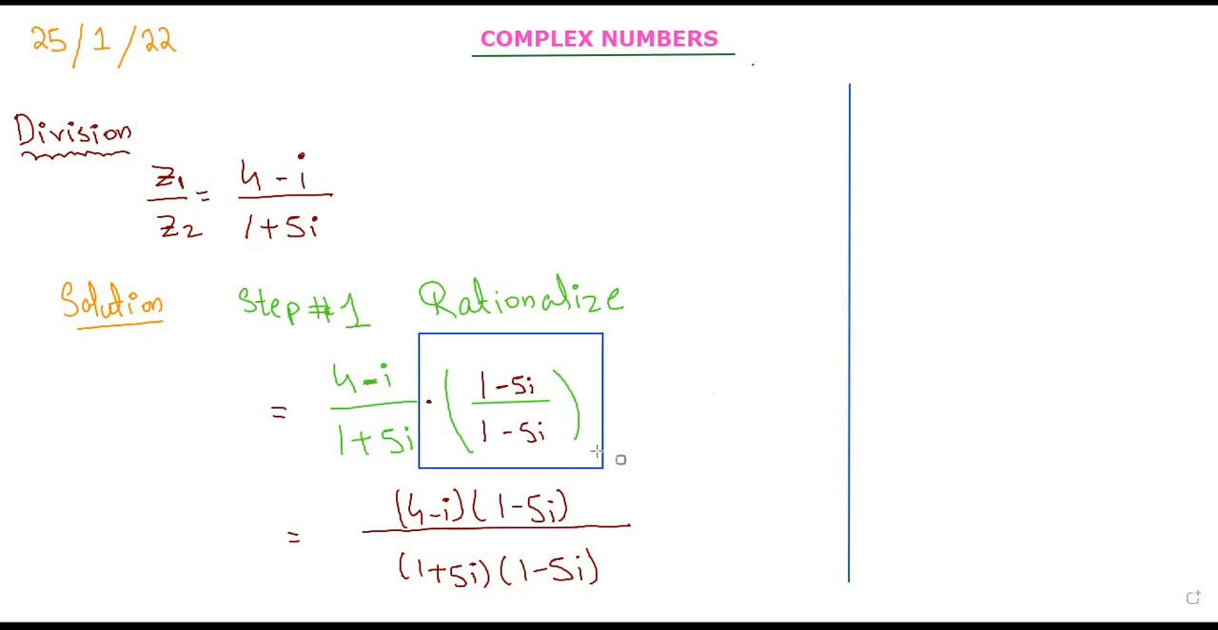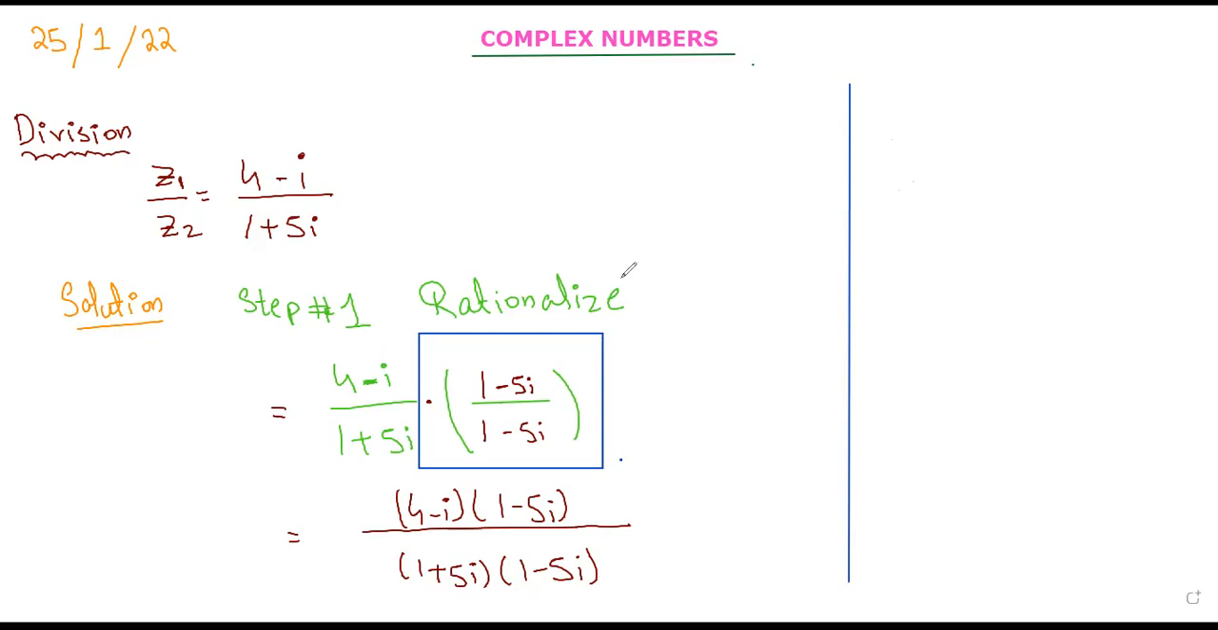Ma'am, is it negative 1 by 26 plus 21 by 26i? Yes, it is the same, but it looks like there's a sign problem. But yes, it is minus 1 by 26 and minus 21 by 26i. Yes, minus 21 by 26i. You getting the same thing? Yes. Very good. Excellent. Yes, your answer is correct.